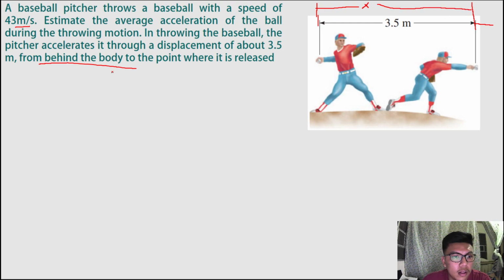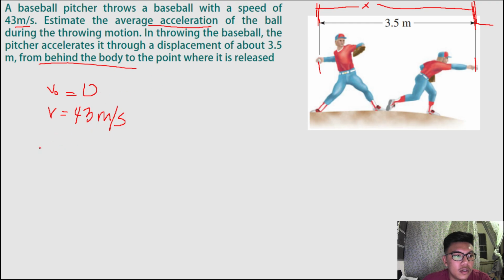So ang tanong sa atin, estimate the average acceleration of the ball during throwing motion. So mula dito hanggang sa point na to, ano yung kanya acceleration? So we have the initial velocity. So mula dito, di pa siya nagmo-move, 0 ka, di ba? So 0. Then yung final velocity mo sa point na to, so v is equal to 43 meters per second ka na dyan.